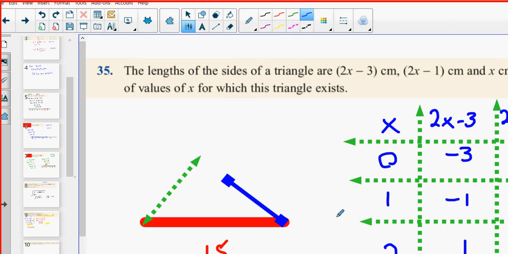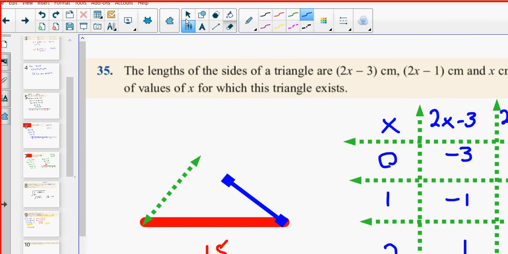2, isn't it? So what can we say next? If that's 3, what can we say then? 2 times 3, take away 3 is 3. 2 times 3, take away 1 is 5. What can we say there? 3 plus 3 is bigger than 5. The two smaller sides are bigger than the larger side. So, I think it's safe to say that 2x minus 1 is always the largest side. Would you agree with that?